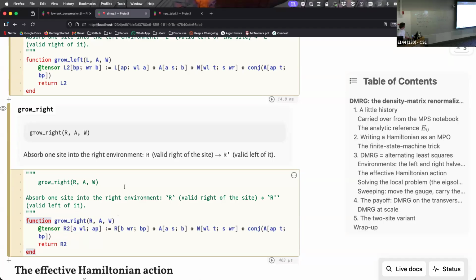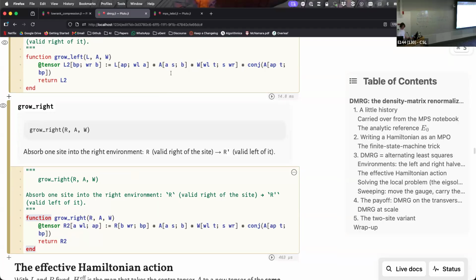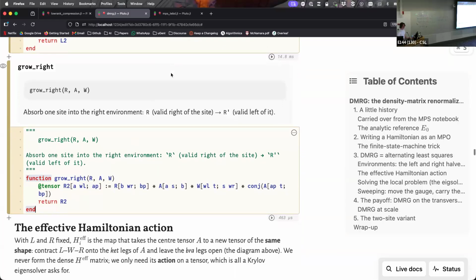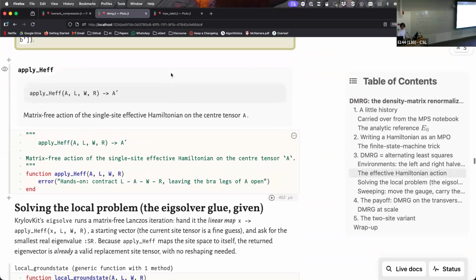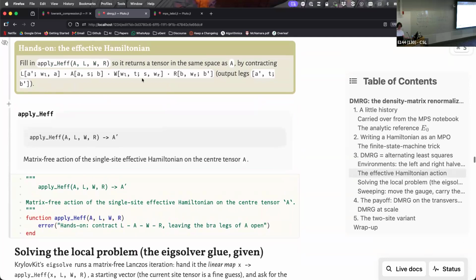All right, so the contractions for these things are just a matter of drawing them out and writing down the indices, so I'll skip over that for now. And this is the action of the local Hamiltonian, which I apparently already wrote out, so I'll fill this out as well.